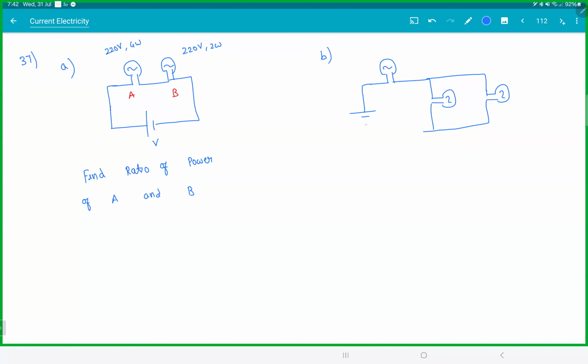Now see, I just want the ratio, so I don't care about the exact values. The voltage could be anything. Here the bulbs are 220 volt, 4 watts, 220 volt, 2 watts, and 220 volt, 4 watts. This is bulb A, bulb B, bulb C. Same thing, find the ratio of brightness of A, B, C. A simple question would be, which bulb would be the brightest, A or B? I'm asking for the ratio, so that is even better.